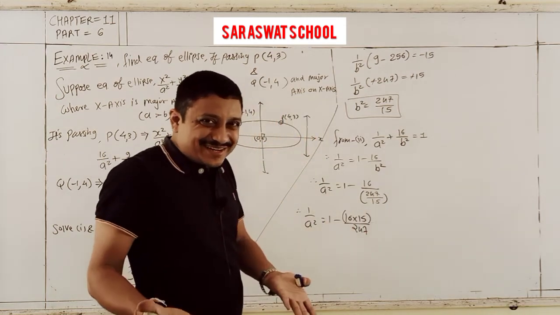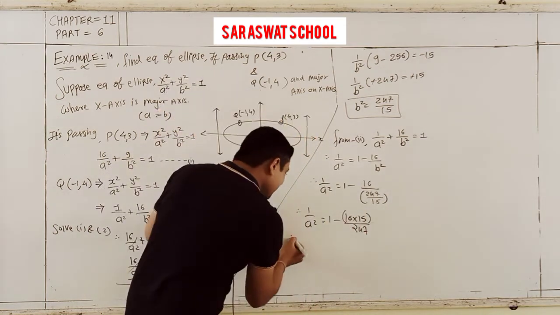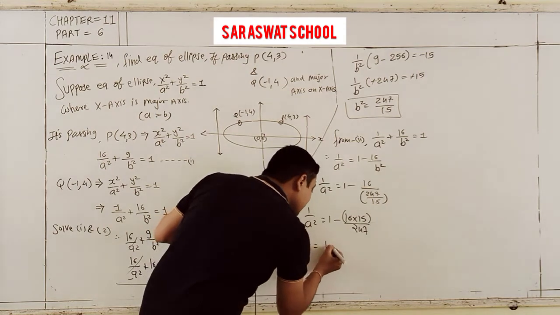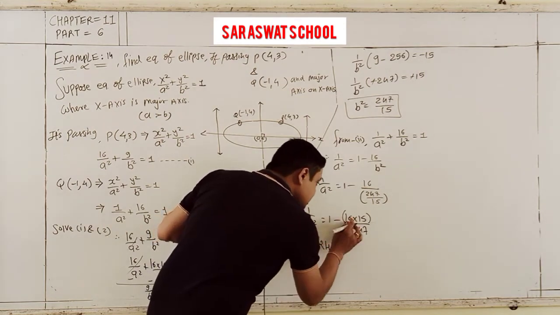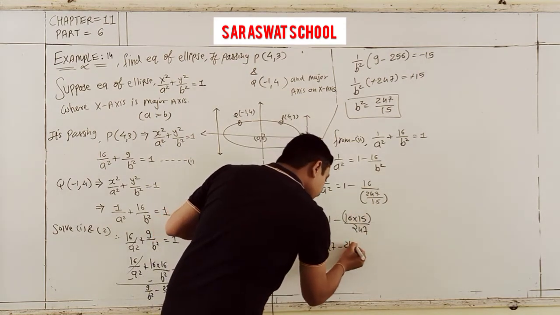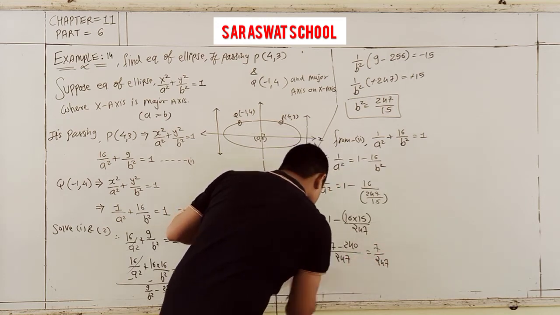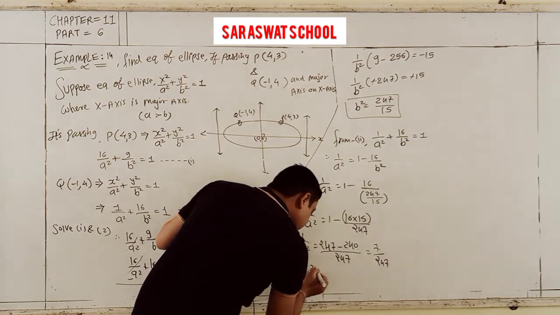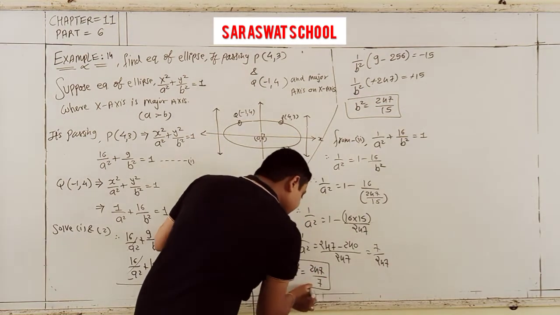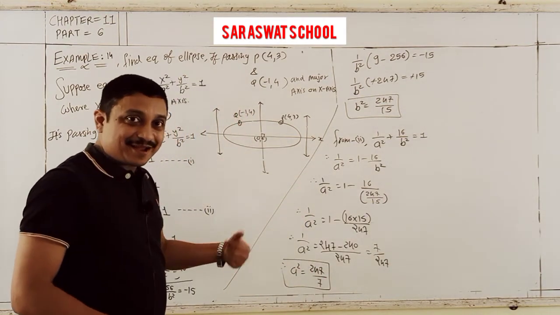Just multiply on it to find the value of b. So 1 by a square, students, here it is 247 minus 16 into 15, 240, by 247. It will be 7 by 247. So a square becomes the reciprocal, 247 by 7. Now a is ready, b is ready.